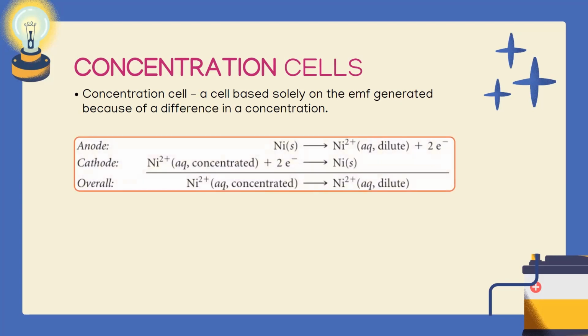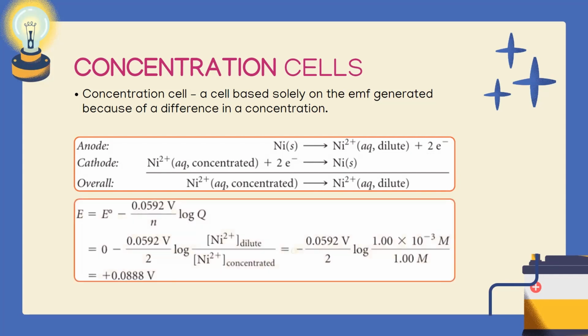Let's delve into a specific example of a concentration cell involving nickel. We can see that the oxidation of nickel occurs in the half cell containing the more dilute solution, or the anode, while the reduction occurs in the half cell containing the more concentrated solution, or the cathode. Now, the EMF of this concentration cell can also be calculated using the Nernst equation.